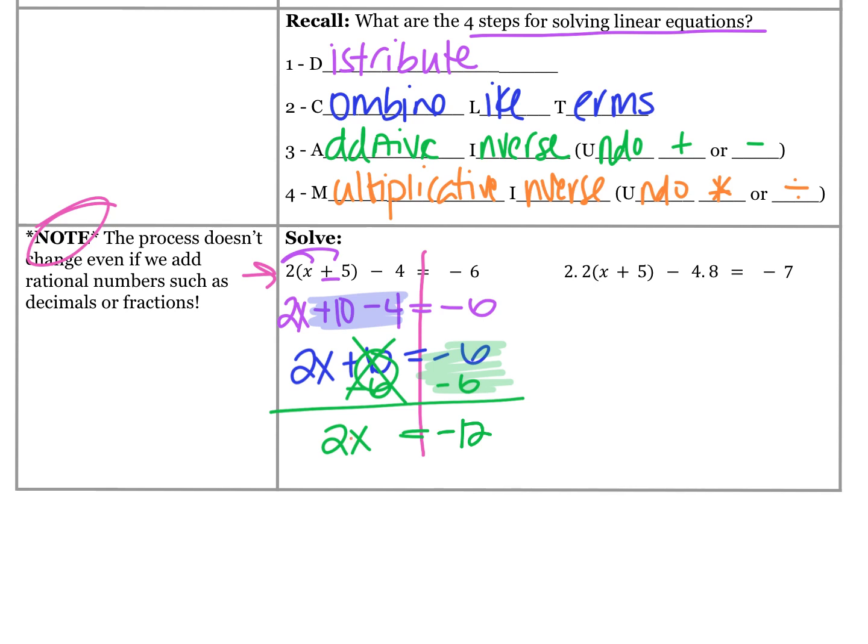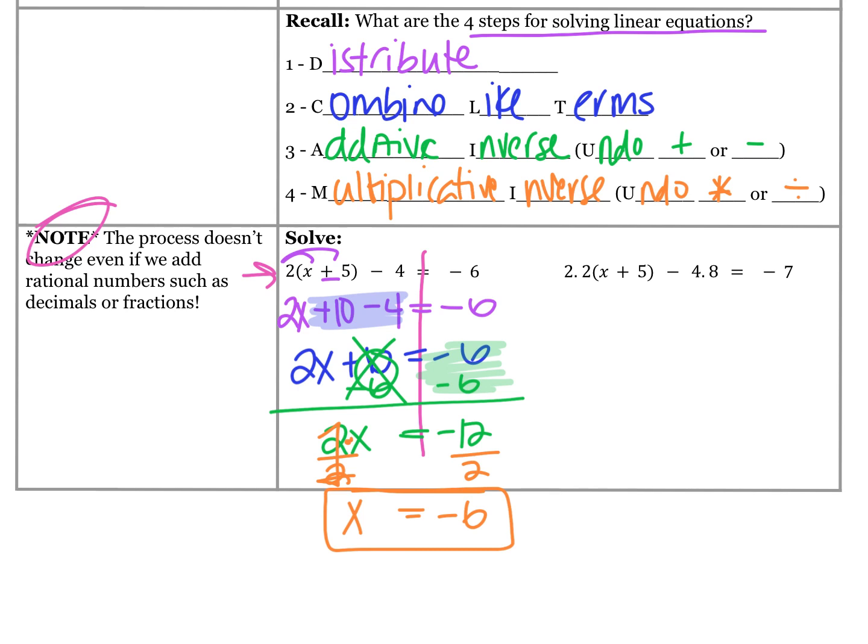I see I have 2 times x. I know to undo multiplication, I'm going to divide by 2 to make 1, which leaves me with my x. I'm going to do the same on the other side, divide by 2, and I'm left with a negative 6. Being extra careful to watch our sign, and we have x equals negative 6 for an answer.